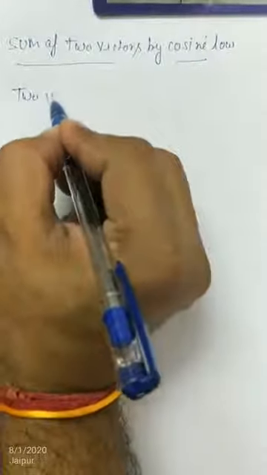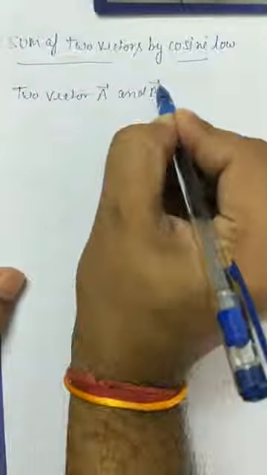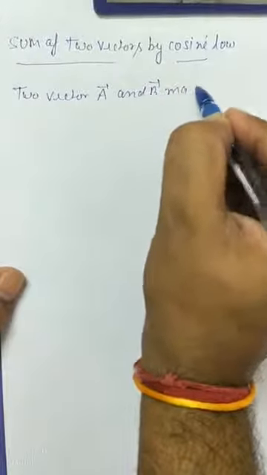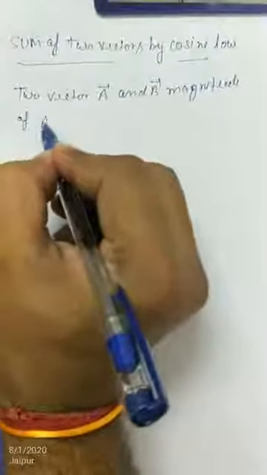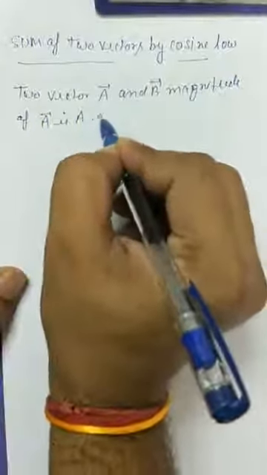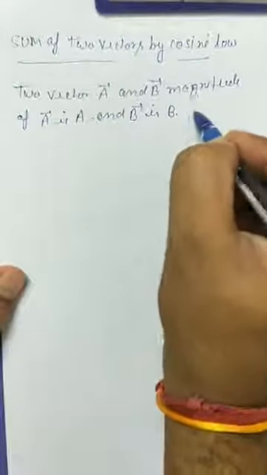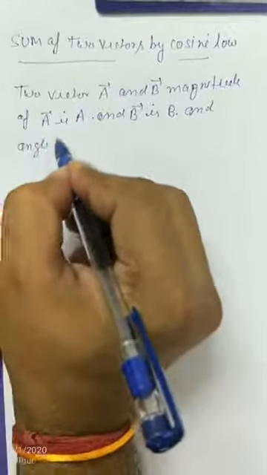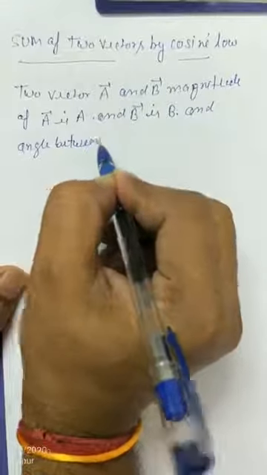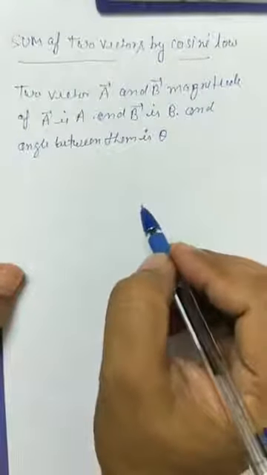Consider two vectors, vector A and vector B. The magnitude of vector A is A and of vector B is B. The angle between them is theta, as shown in the figure.